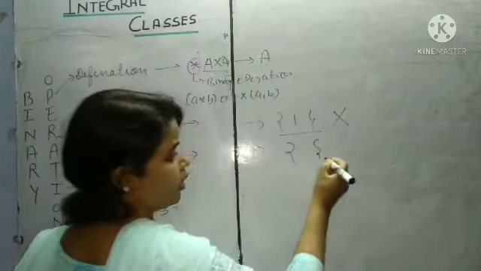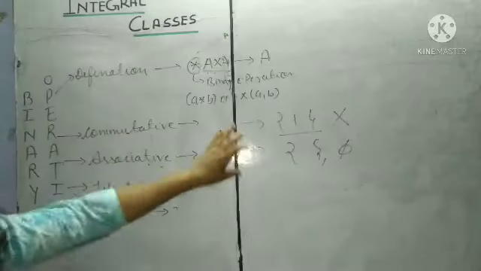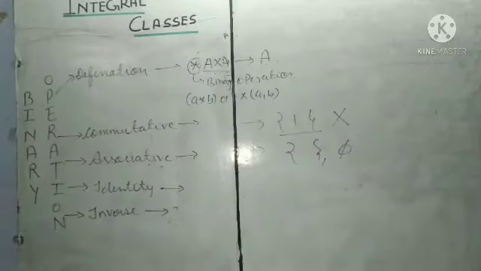What is the meaning of void set? Empty set, which is phi. So in these two sets, binary operation will not work.